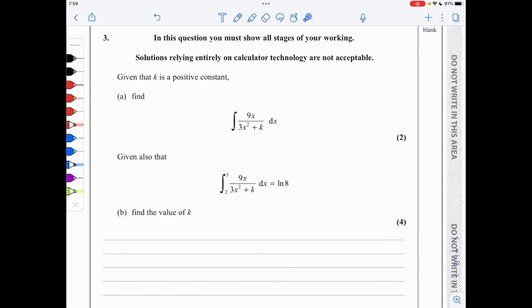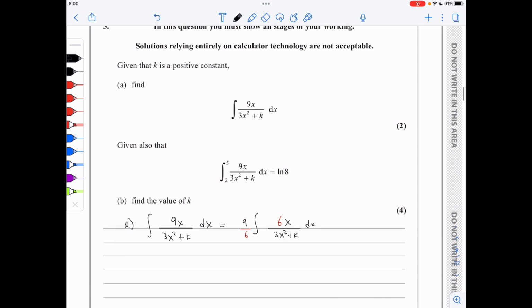In 3a, we have to find this indefinite integral here, which involves k, which is a positive constant. So I will actually start by noting that the derivative of the denominator is 6x. So I will take the 9 out. I'm left with x over 3x squared plus k within the integral, and I just say that if I had 6x in the numerator, that would be the derivative of the denominator, and to undo the effect of multiplying by 6, I will also divide by 6.